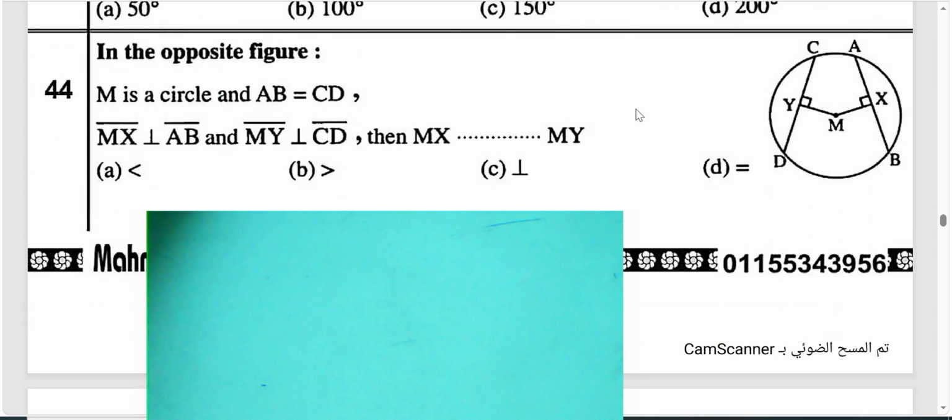Is a circle and AB equals CD and MX equals MY, because MY is perpendicular to AB and MY is perpendicular to CD. He gives you the example: two chords are equivalent, since the two distances are equivalent, and MX and MY are equivalent. It shows letter D here, they are equivalent, MX equals MY.